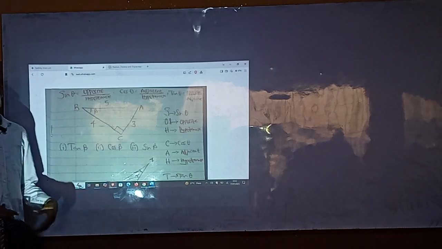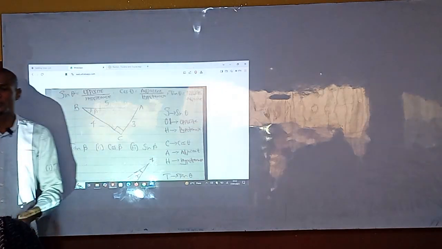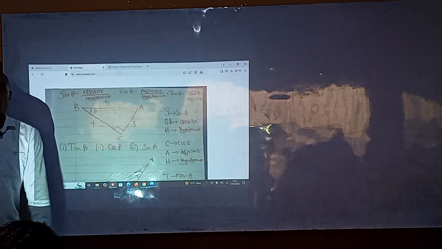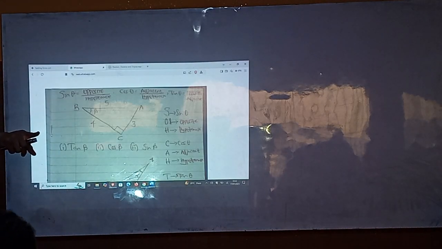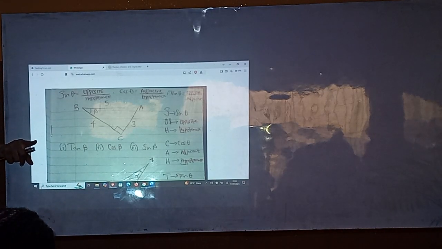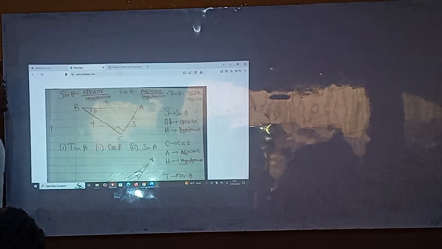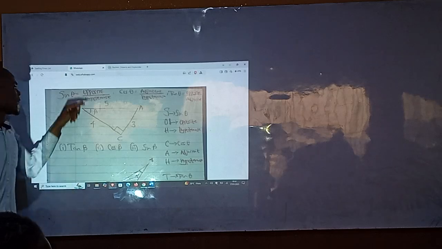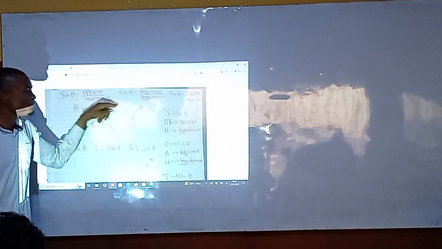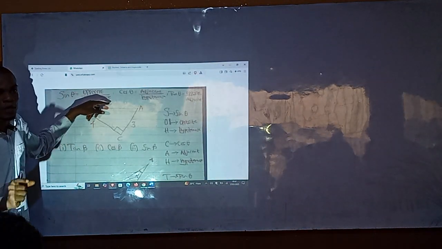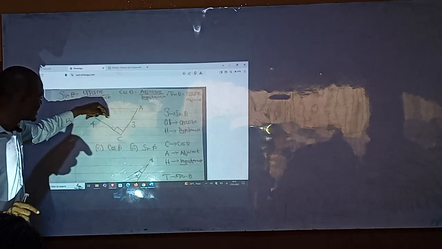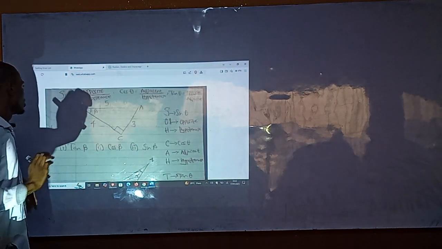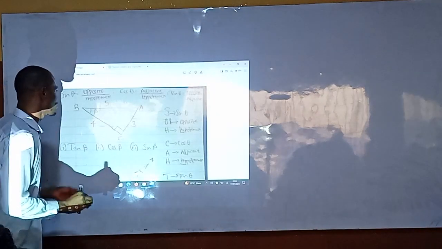Where is our hypotenuse here? Where is our opposite here? Where is our adjacent here? Aisha, where is the hypotenuse? Where is the opposite? Where is the adjacent? Hypotenuse is 5. Why is it 5? Because the 90 degrees, the right angle, is opposite it. That's why it is the hypotenuse. You should also know the reason for something, to help you never forget.